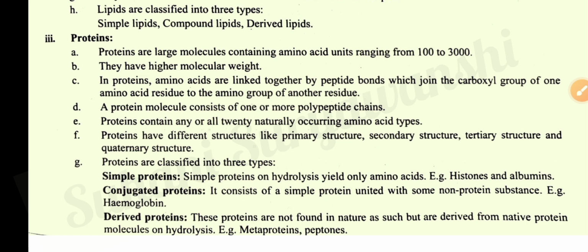Proteins have different structures like primary, secondary, tertiary, and quaternary structure. Proteins are classified into three types. Simple proteins, which on hydrolysis yield only amino acids, for example histones and albumins. Conjugated proteins consist of simple protein united with some non-protein substances, for example hemoglobin. Derived proteins are not found in nature as such, but are derived from native protein molecules on hydrolysis, for example metaproteins, peptones, etc.